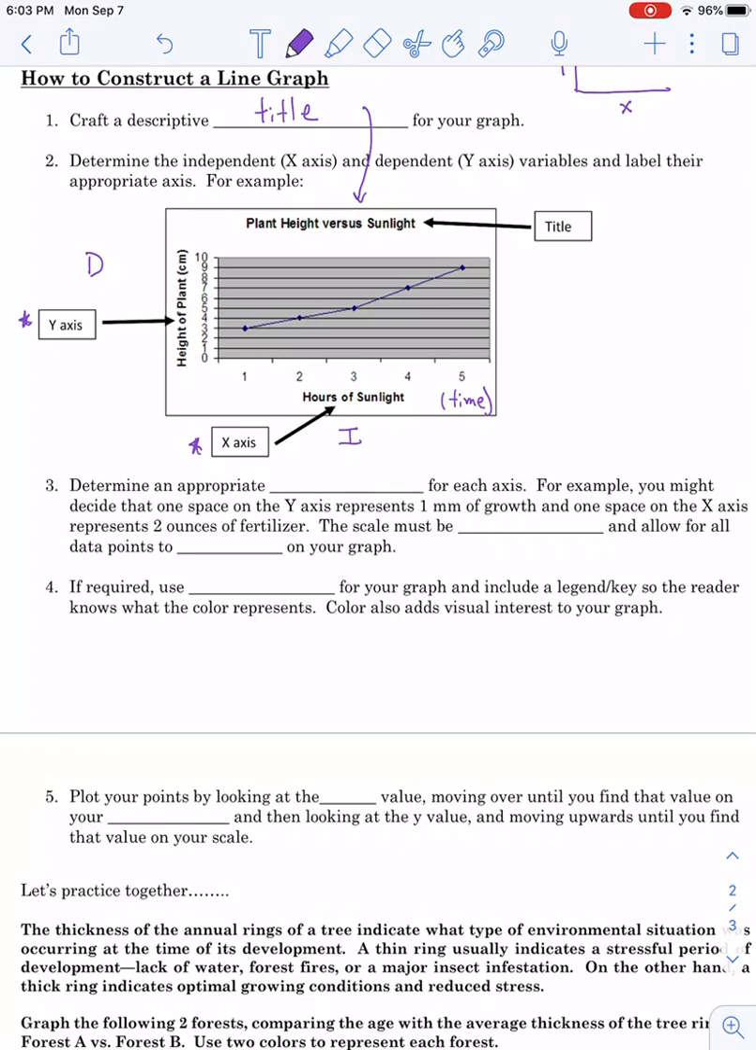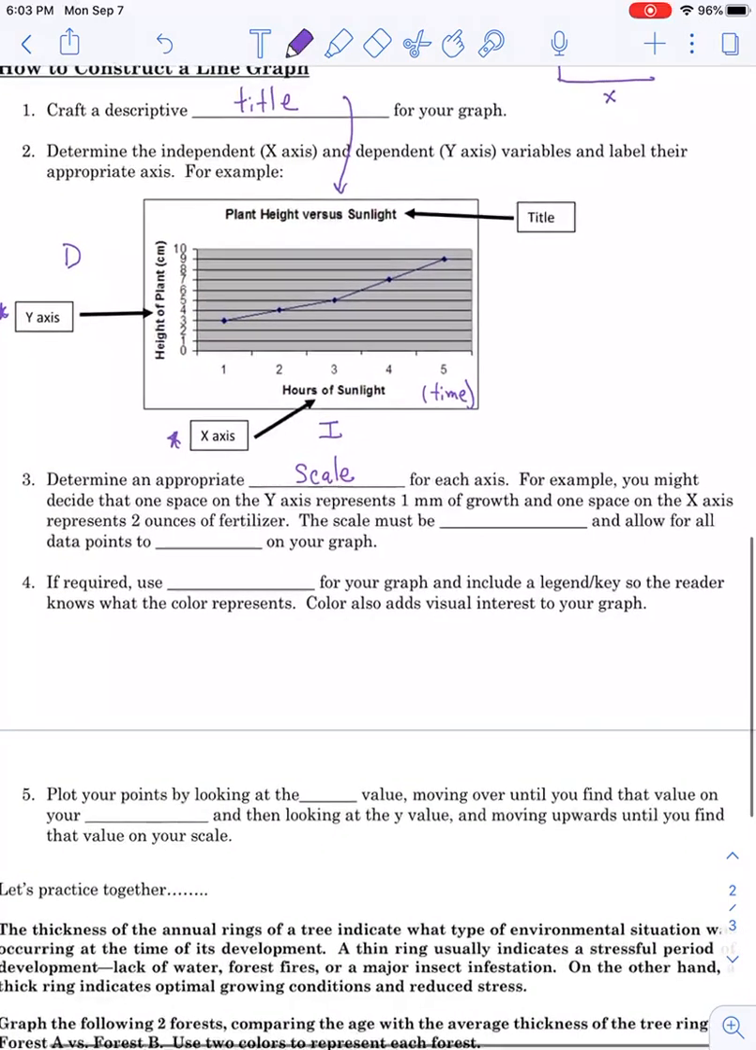Determine an appropriate scale for each axis. For example, you might decide that one space on the y-axis represents 1 millimeter of growth, and one space on the x-axis represents 2 ounces of fertilizer. No matter what, your scale must be consistent and allow for all data points to fit on the graph.